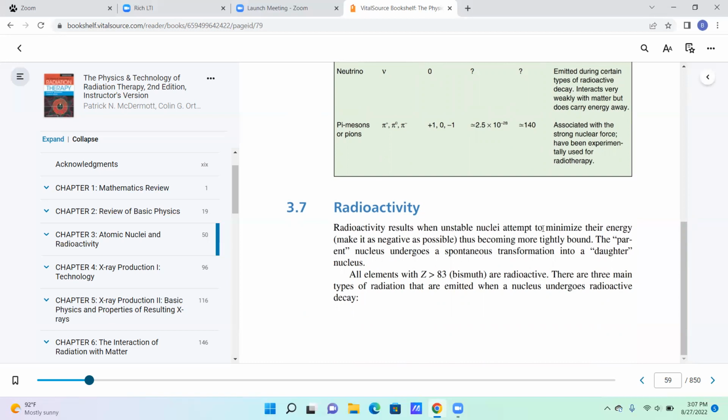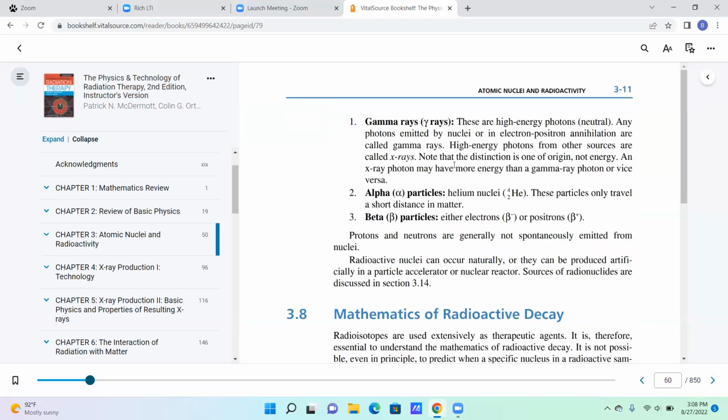Radioactivity results when unstable nuclei attempt to minimize their energy, thus becoming more tightly bound. So the parent nucleus undergoes a spontaneous transformation into a daughter nucleus. And all elements with Z greater than 83 are radioactive. Then there are three main types of radiation that are emitted when a nucleus undergoes radioactive decay. So you've got gamma rays, and these are high energy photons, and photons don't really carry a charge. Any photon emitted by nuclei or in the electron-positron annihilation are called gamma rays.